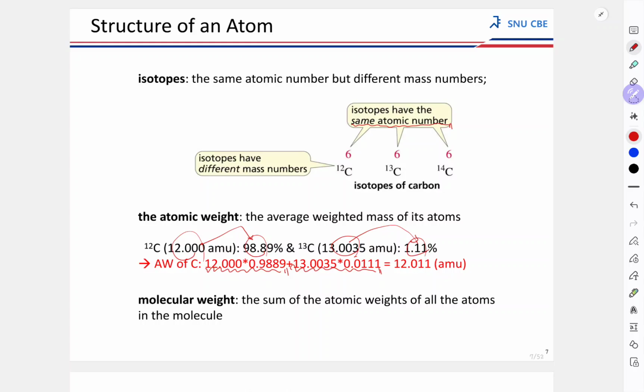Then what is the molecular weight? You can repeat all the processes. You can do the same thing for all the elements and get the average number, the sum of the atomic weights of all the atoms in the molecule. That will give you the molecular weight.